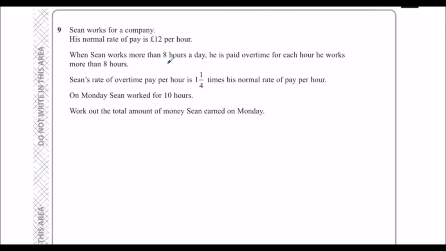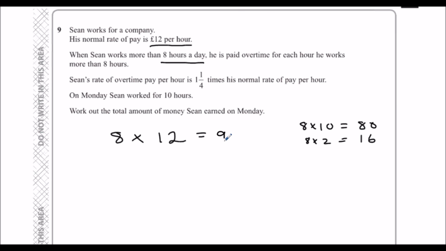So his first 8 hours is £12 per hour. So 8 times 12. We might want to break that down. To do 8 times 12, we do 8 times 10, which is 80, and 8 times 2, which is 16, and add them together. So 80 plus 16 is 96. So he gets 96 for his first 8 hours, and then he's got 2 hours of overtime.